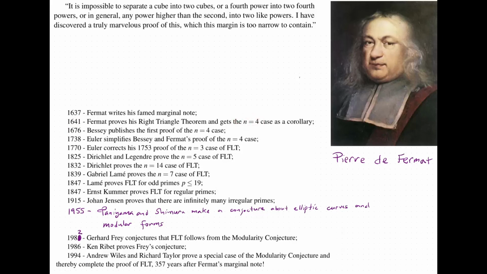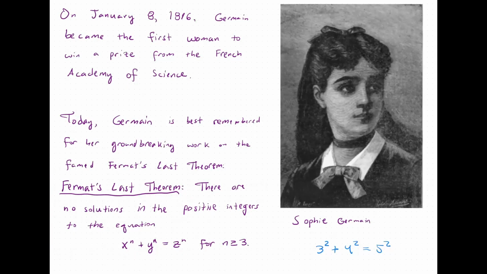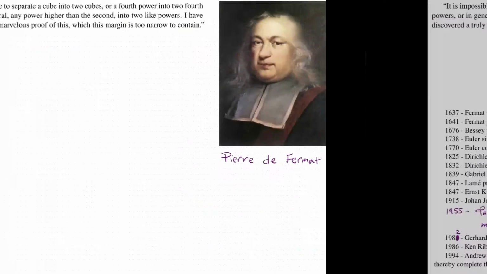After Fermat died, Frenicle de Bessy found a proof of the n equals 4 case, because technically Fermat got this as a corollary and didn't publish, so the distinction of the first proof goes to Bessy. That is the case where x to the 4 plus y to the 4 is equal to z to the 4th has no solutions in the positive integers. So that was done by Bessy.